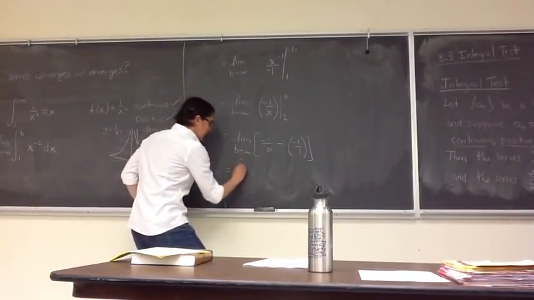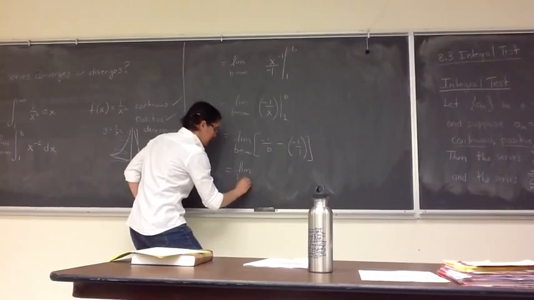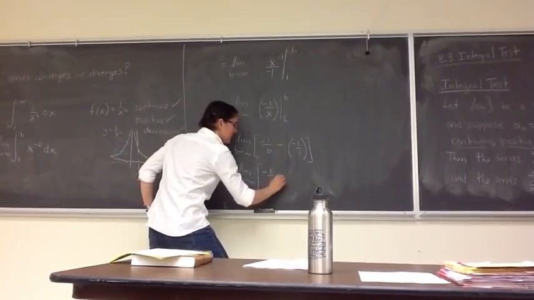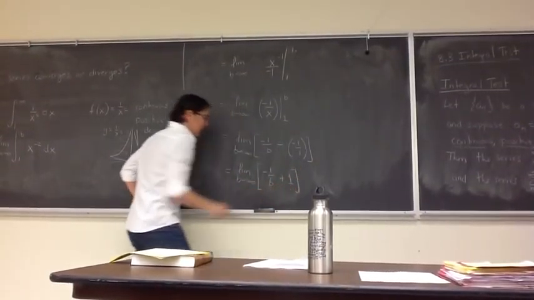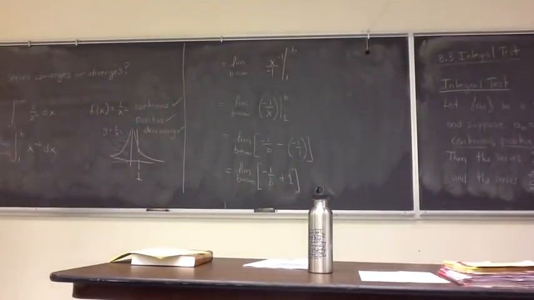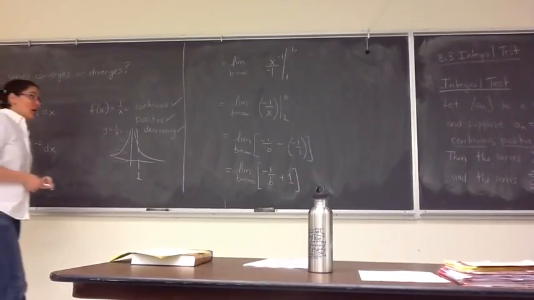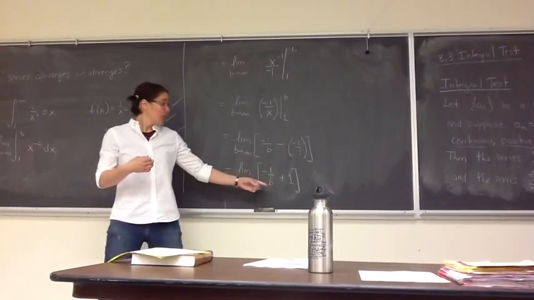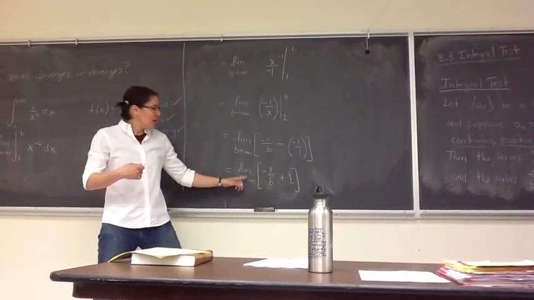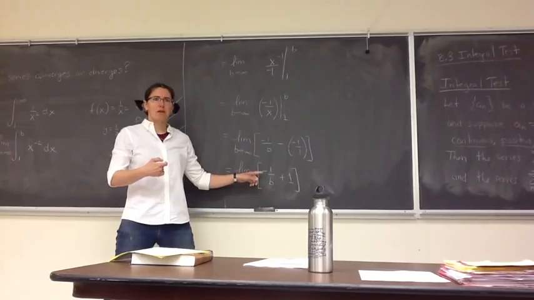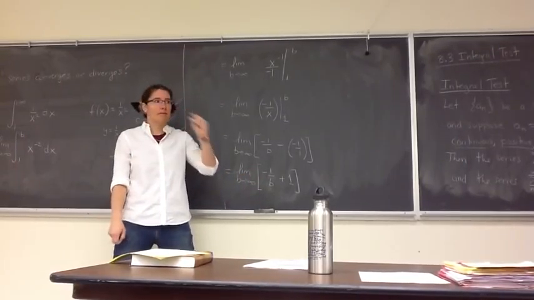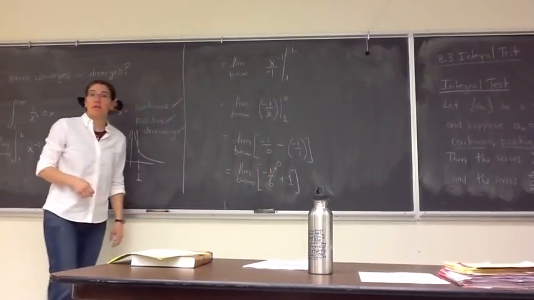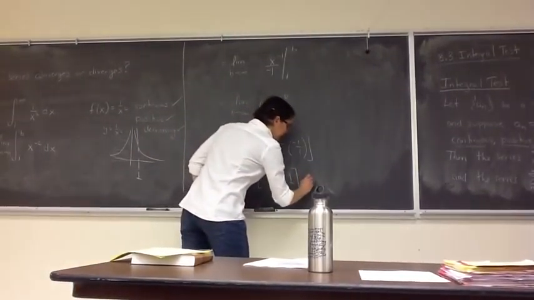Alright, so cleaning this up, we've got the limit as b goes to infinity of negative 1 over b plus 1. I've cleaned that up as much as I possibly can. And now I ask, okay, as b goes to infinity, I'm going to take this to the limit. As b goes to infinity, this very first term, negative 1 over b, is getting very tiny. So 1 over b goes to 0, and we're left with 0 plus 1, which is 1.